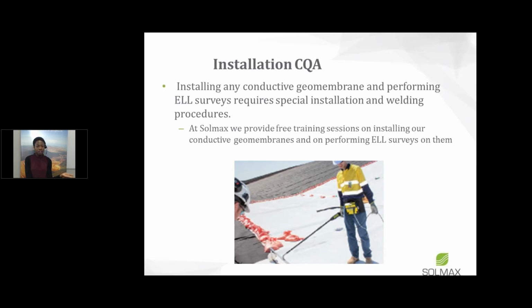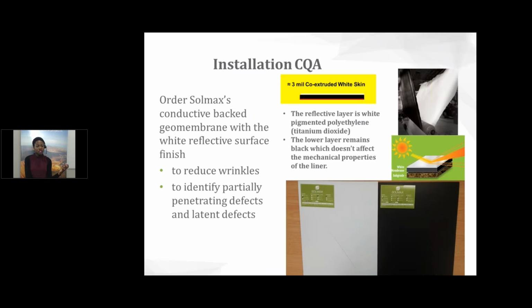I'll give a recommendation here again. When you place an order for Solmax's conductive geomembrane, you can have the surface finish in white. And I showed the statistics earlier on how the white reflective surface, when combined with a dipole, decreases the leakage rate by about 90%. So we can have the top layer with a white finish and have the bottom layer as a conductive layer. So you get two benefits in one.